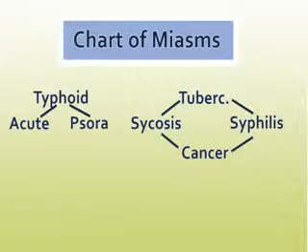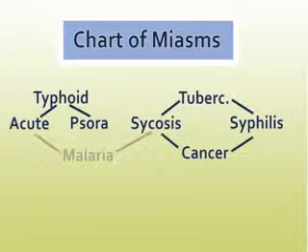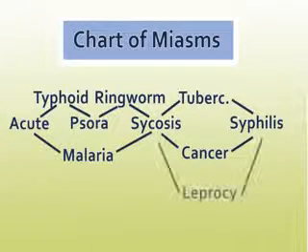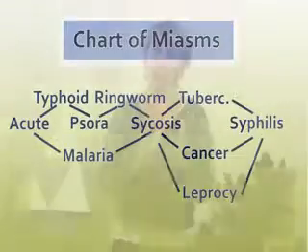Typhoid miasm between acute and psora, malaria miasm between acute and psychosis, then ringworm miasm between psora and psychosis, and another one between psychosis and syphilis, namely the leprosy miasm. So the chart we have now looks as follows. I will go through it a bit quickly and give you the keywords. We start from the acute, and it goes to the syphilitic miasm. It means from worse to even worse, and from bad to even worse.